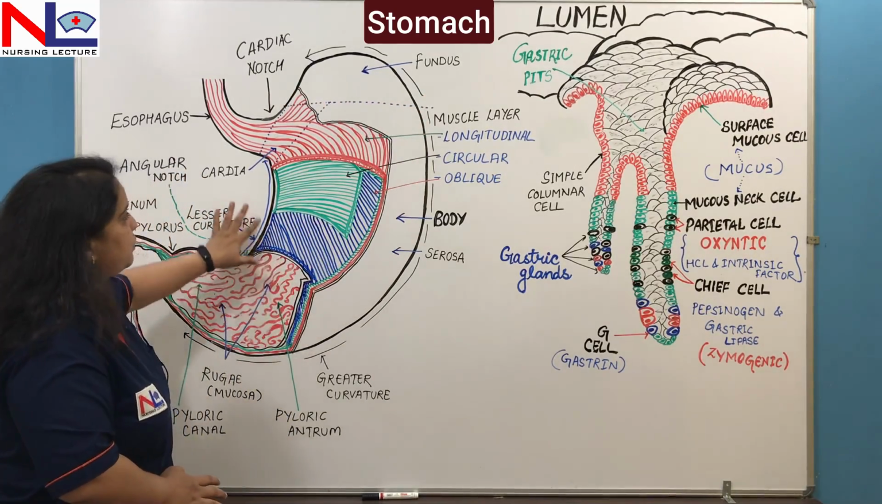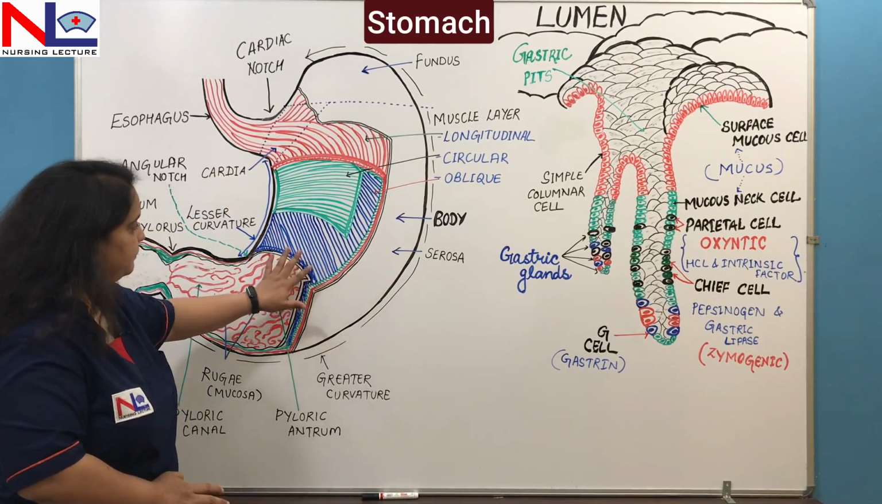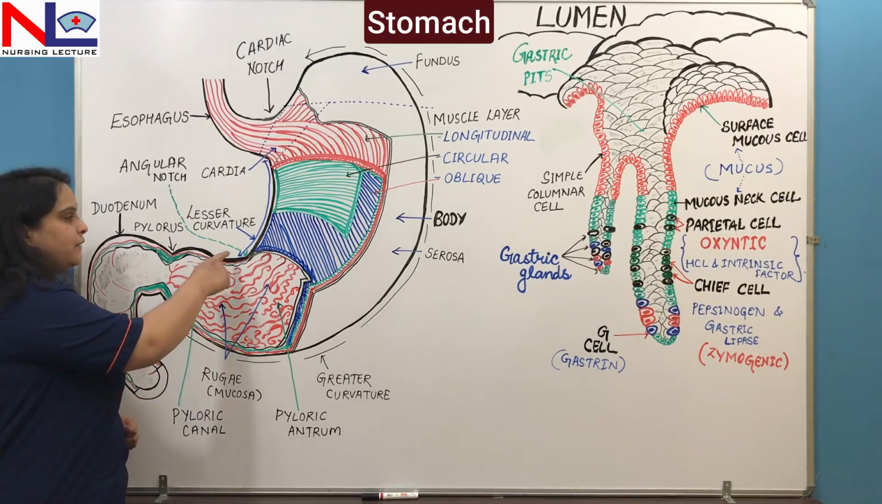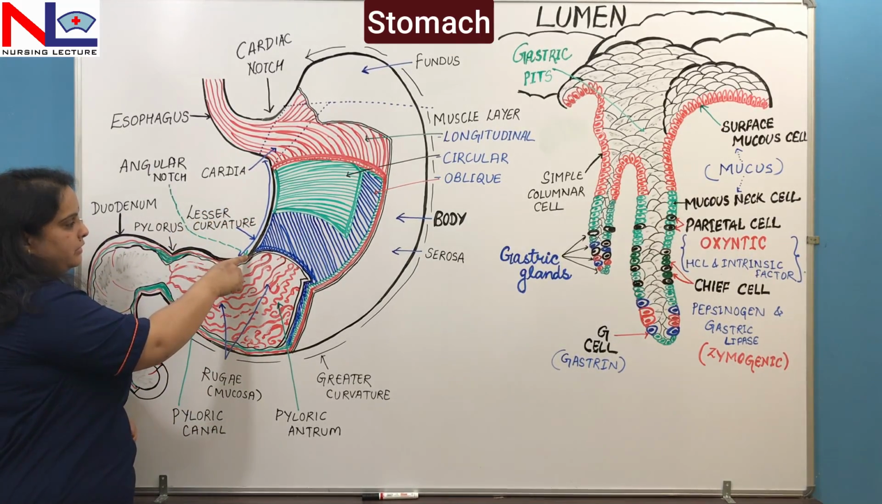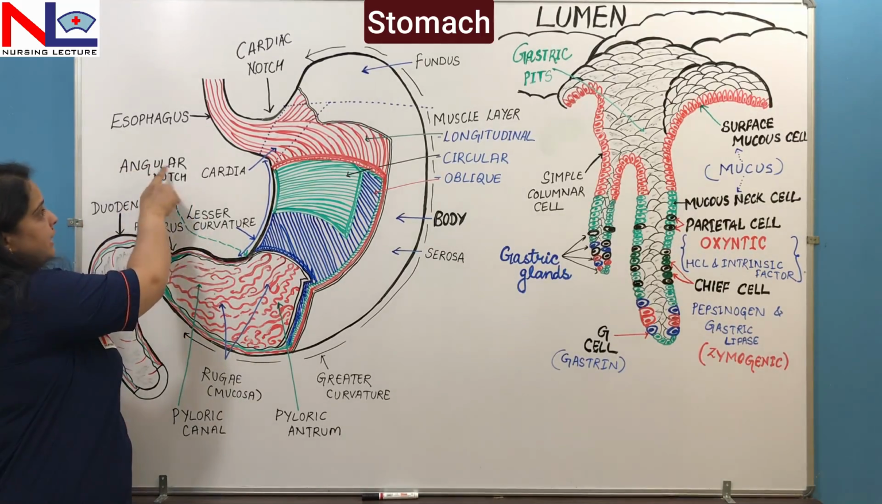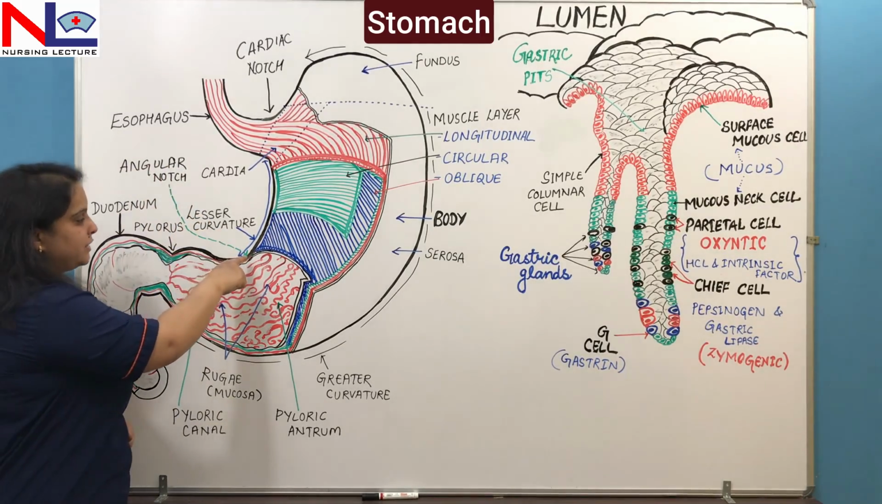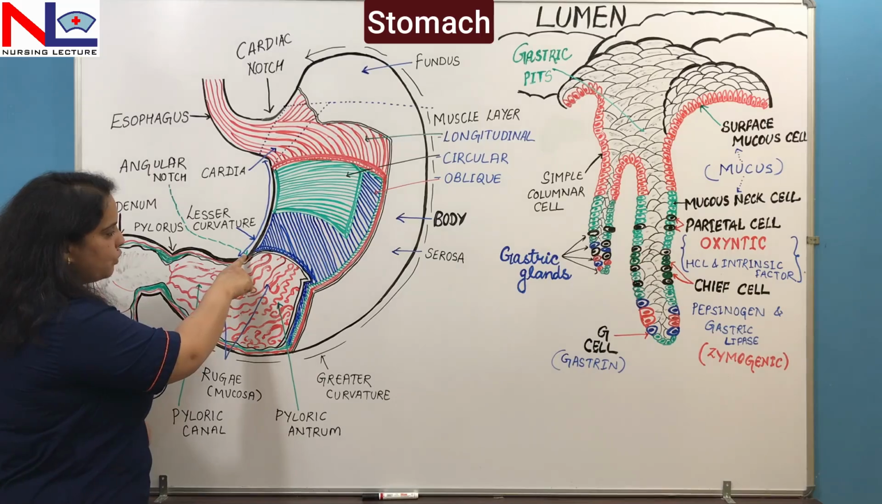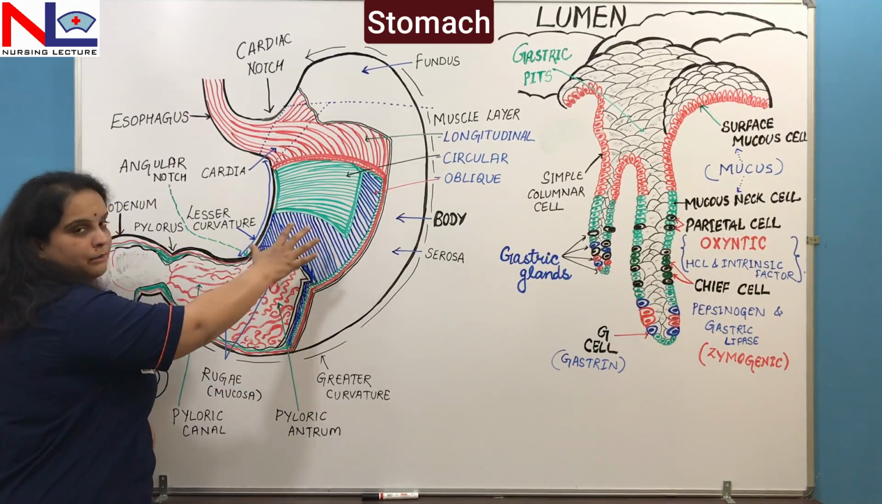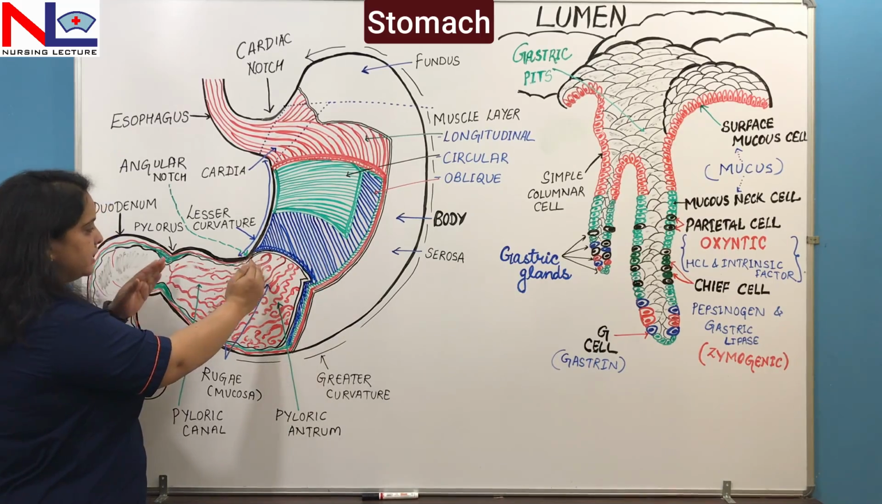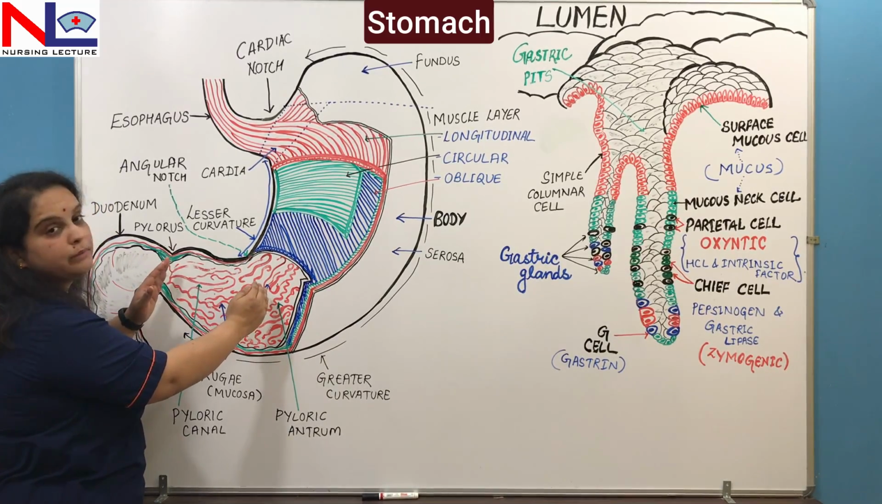The middle larger portion is called the body, and there is one more notch present in the lesser curvature, right away, that is the angular notch. Externally there is one line which goes downward on the left side that divides the stomach into two parts. The smaller end part is called the pylorus.